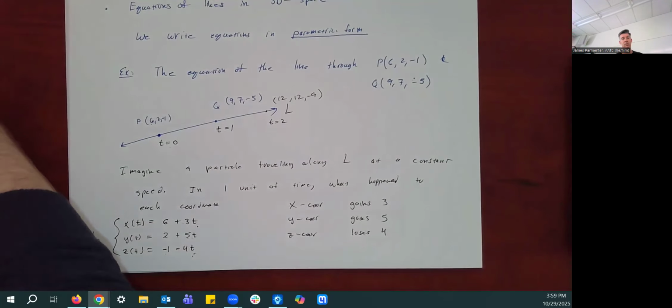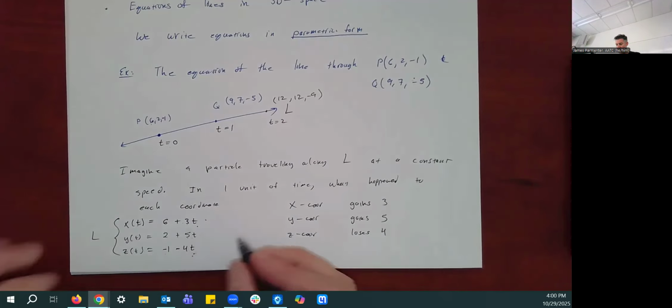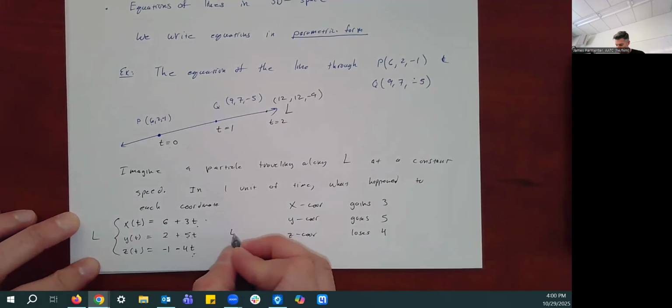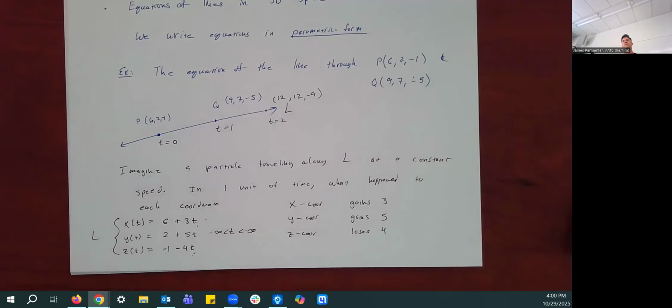Later on, when we start talking about vector functions, we'll just rewrite this as one vector, and we'll say that r of t is x of t, comma y of t, comma z of t. And so we'll describe the entire line as a vector function. I should say one more thing here. Technically, I should point out that the domain of t is all real numbers, right? Because you can go as far this way as you want or as far that way as you want.